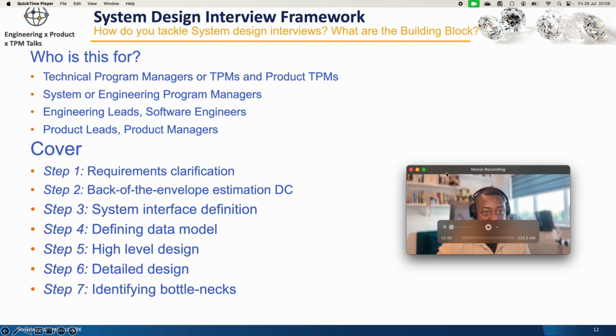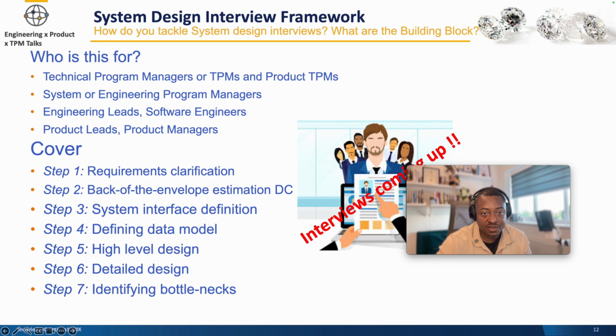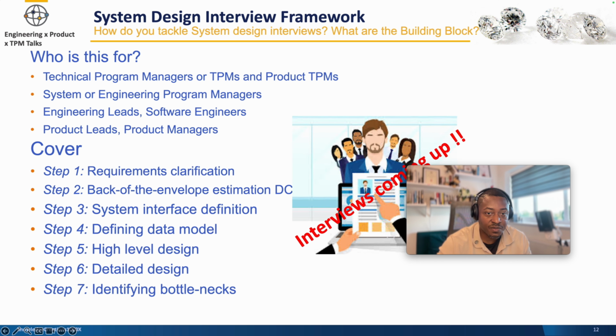So I've said who this is for: technical program managers and product TPMs. What I plan to cover in the seven-step process are requirements clarification, back of the envelope or design consideration estimations, system interface definition, defining a data model, high-level design, detailed design, and if you're trying to be top tier, identifying bottlenecks. Why is this important if you have interviews coming up?